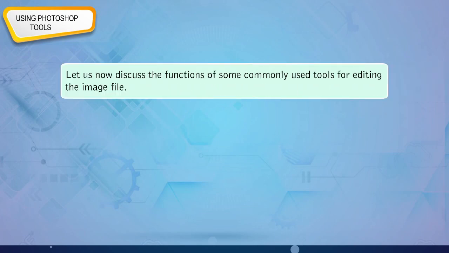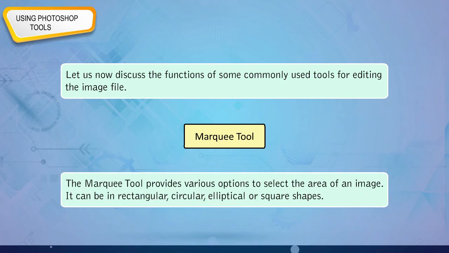Using Photoshop tools. Let us now discuss the functions of some commonly used tools for editing the image file. Marquee tool. The Marquee tool provides various options to select the area of an image. It can be in rectangular, circular, elliptical, or square shapes.